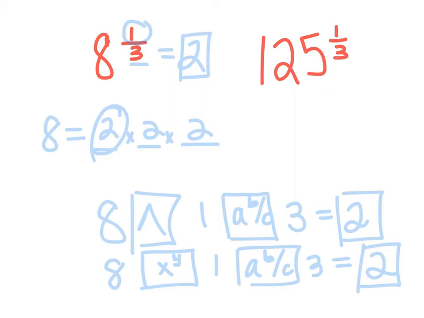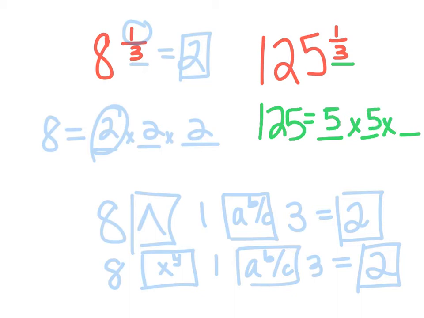Okay, let's try the second one. What if I do 125 to the 1/3 power? I need to know what times what times what is 125. That's basically taking the cube root of 125. The answer to that is 5, so 5 times 5 times 5. Now I just need one of those factors, so the answer to this is 5.